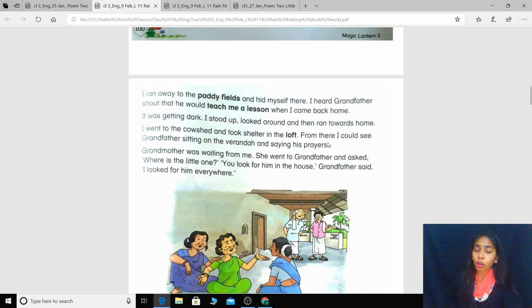So when it was almost evening, he was still hiding in the paddy fields, and he thought that now it was getting dark, so he would have to change his place. So he came to the cow shed and took shelter in the loft. What is a loft, children? The room under the roof is called a loft. It is generally used as a storage room, right?